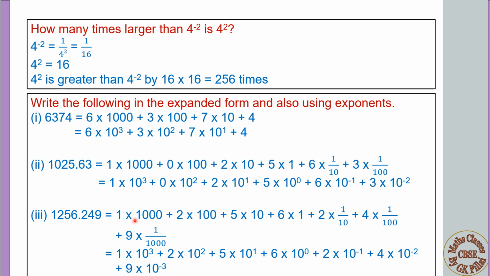The next one, 1256.249. The first one, 1 into 1000 plus 2 into 100 plus 5 into 10 plus 6 into 1 plus 2 into 1 by 10 plus 4 into 1 by 100 plus 9 into 1 by 1000. In the exponential form, 1 into 10 cube plus 2 into 10 squared plus 5 into 10 to the power of 1 plus 6 into 10 to the power of 0 plus 2 into 10 to the power of minus 1 plus 4 into 10 to the power of minus 2, and this will be 9 into 10 raised to the power of minus 3.